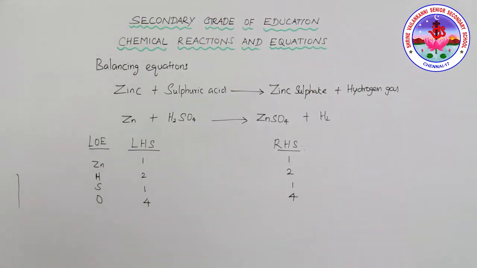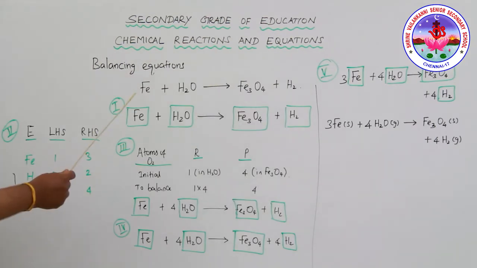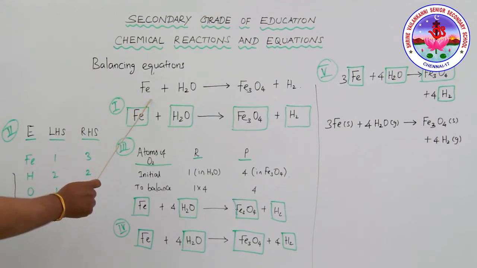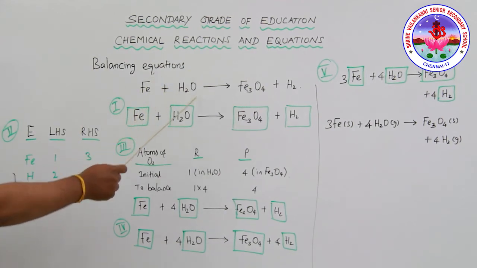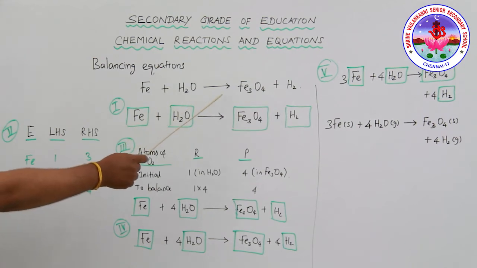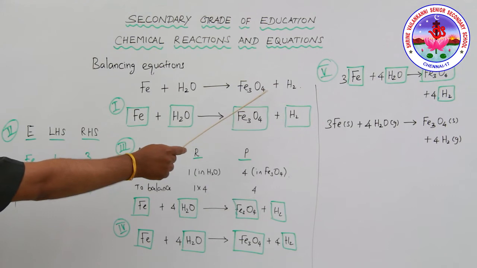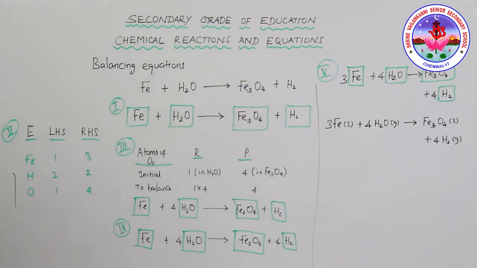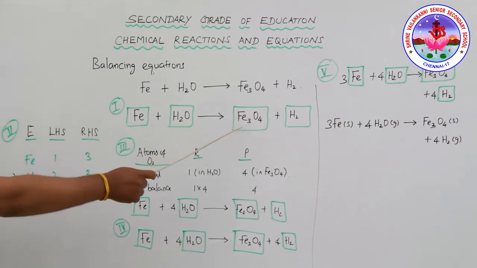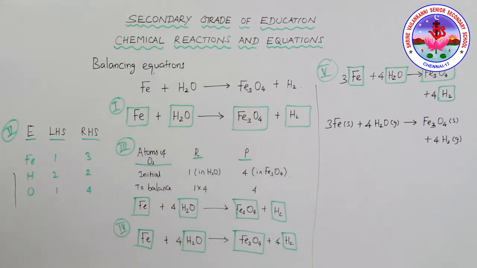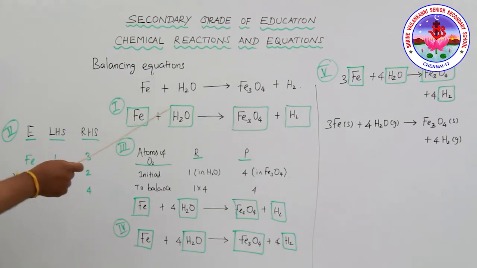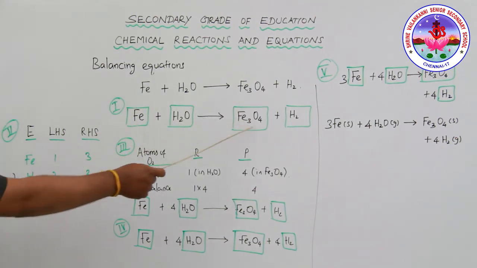Now we will see one more example. Look at this equation, students. Balancing equation. Fe, iron, reacts with steam, that is H2O, gives Fe3O4 plus H2, the hydrogen. Now balance the equation. Here first draw a box like this around each formula. So Fe, H2O, Fe3O4 and H2. Then list the number of elements present on the left hand side and the right hand side.